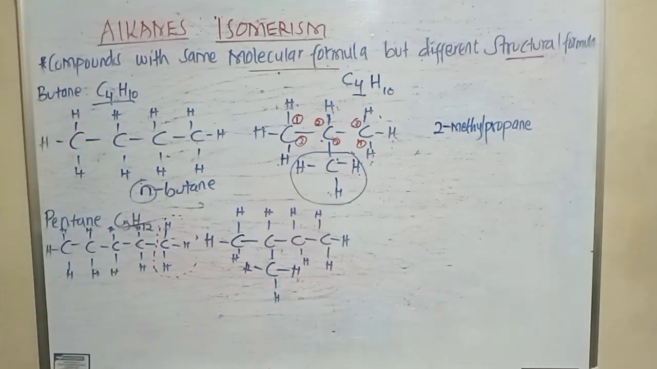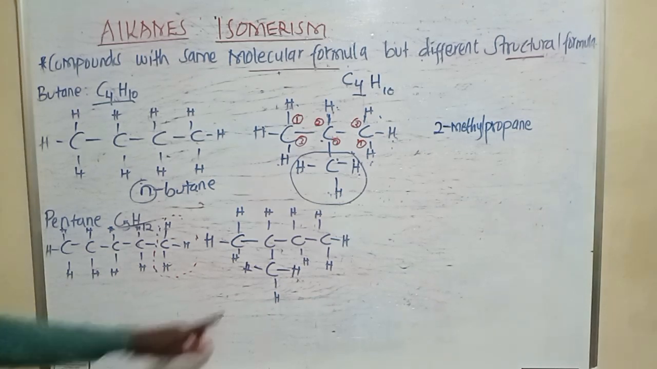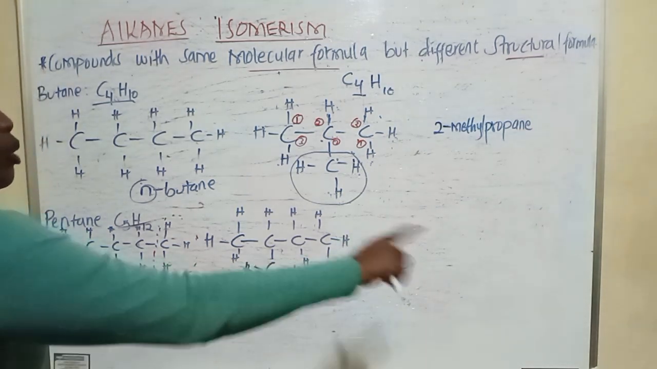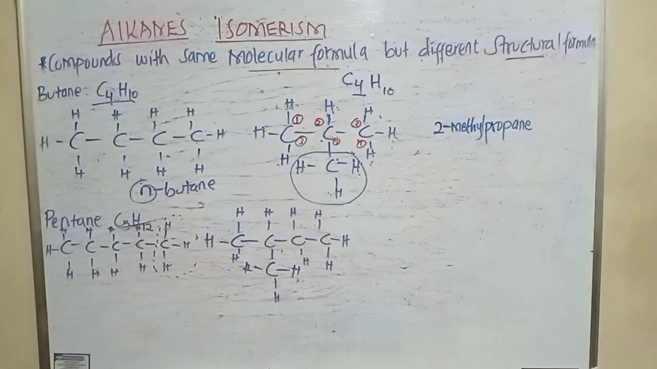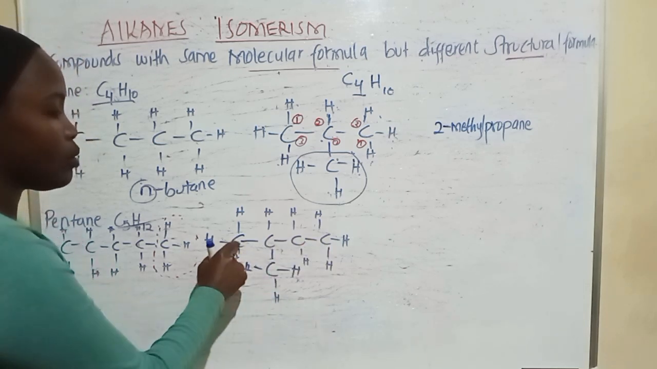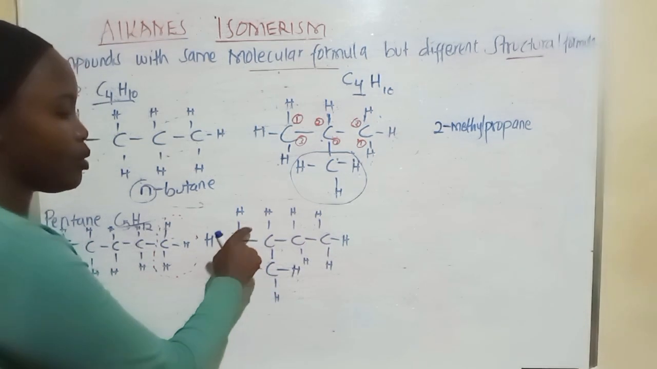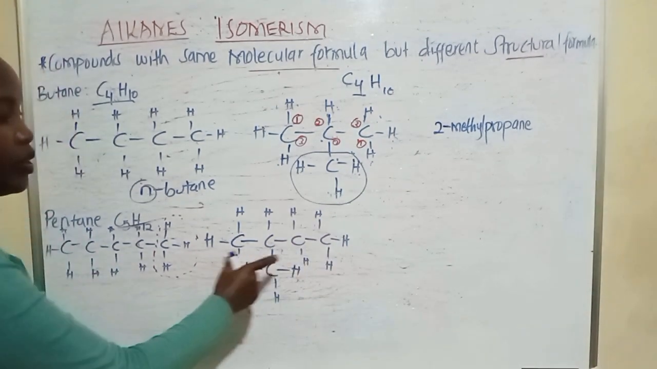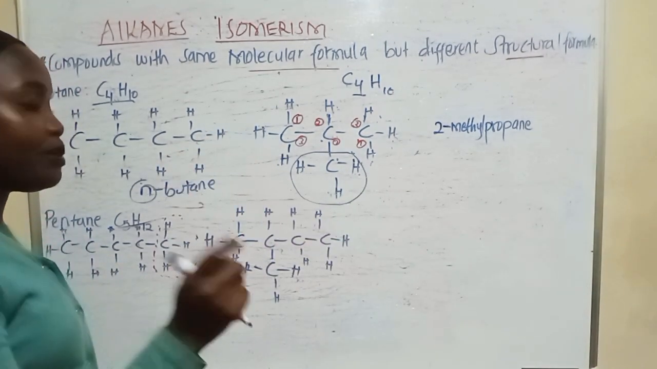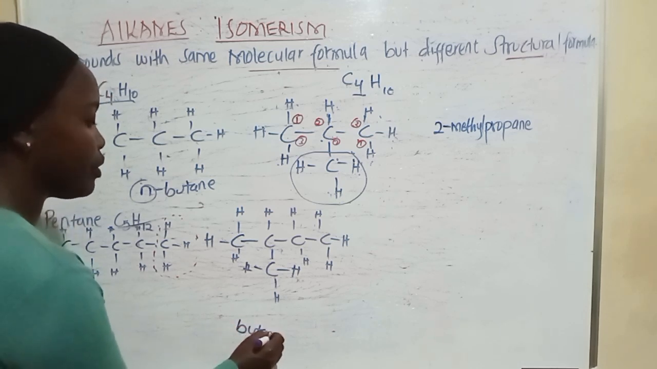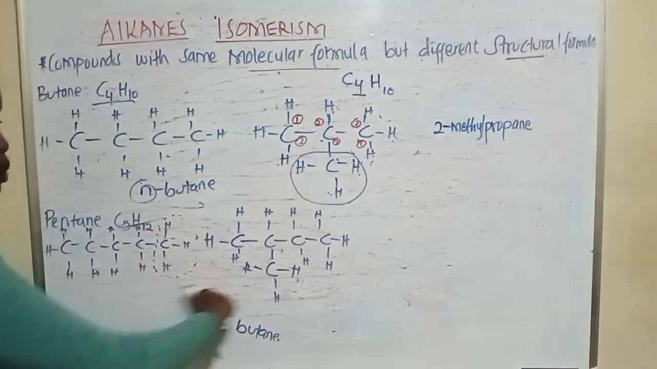Okay, so we can start naming this one. So we said the rule is what? First, identify the longest carbon chain. In this case it is 1, 2, 3, 4, because if you come like this, it is 1, 2, 3. So the longest is 1, 2, 3, 4. If the longest carbon chain has 4 carbon atoms, it means that our parent name is going to be butane. So that is the longest.